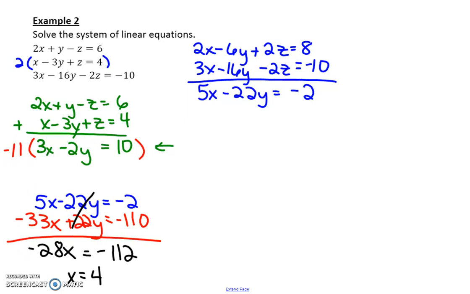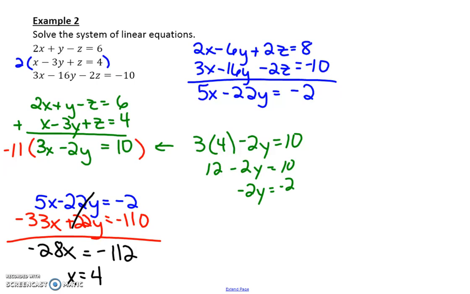Okay, so I have 3 times 4, because remember we just found x to be 4, minus 2y equals 10. So 12 minus 2y equals 10. So negative 2y equals negative 2. So y is 1. And then you can take one of your original equations and plug in your x and your y to get the z.